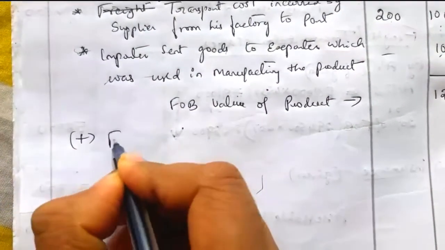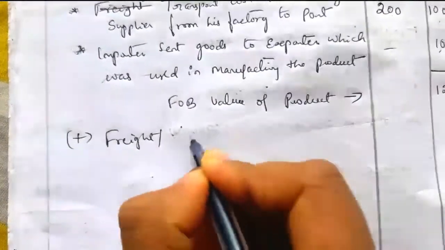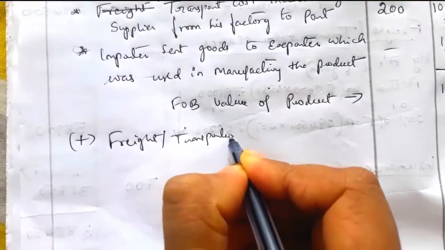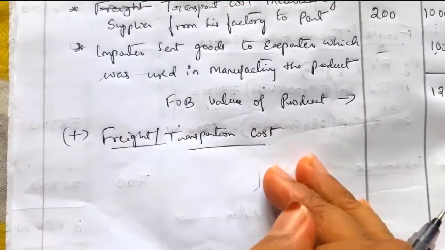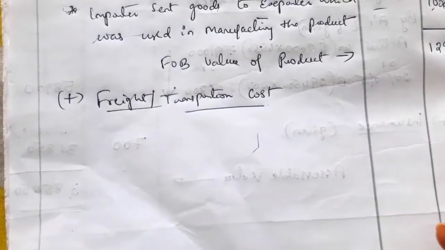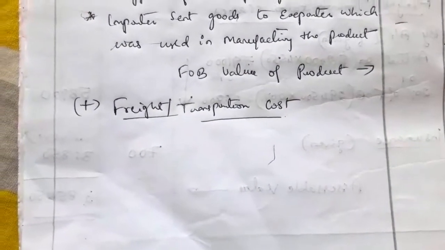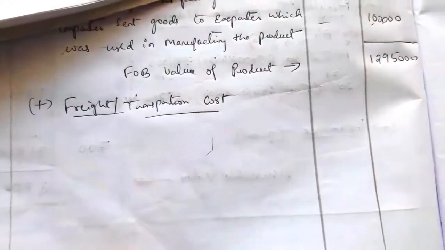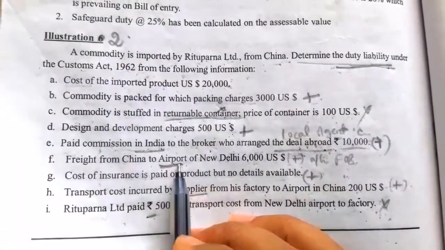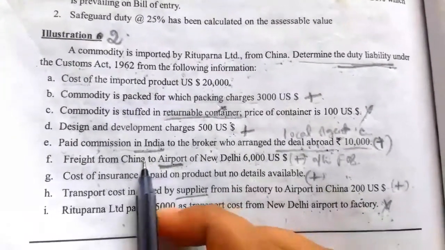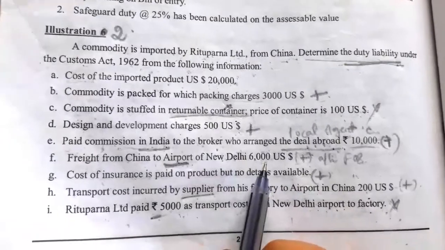Next we have to add freight or transportation cost. If it is imported by air, it is the expense from the exporter's airport to the Indian airport. If it is imported by ship, then it is the transportation charges incurred from the exporter's port to the importer's port, and that we have to take. Here they have given freight from China airport to New Delhi airport, which is 6,000.